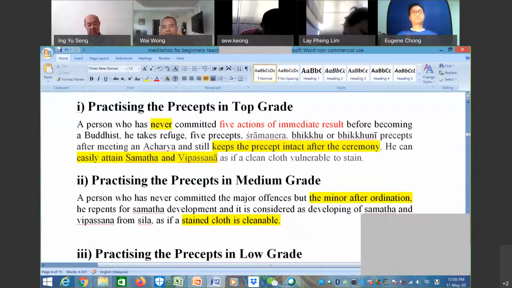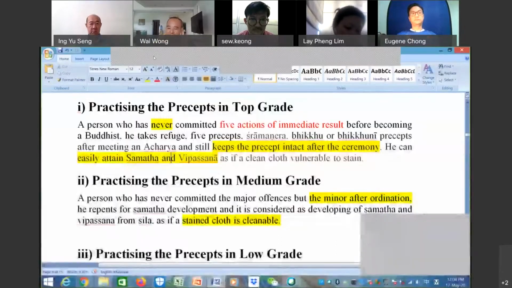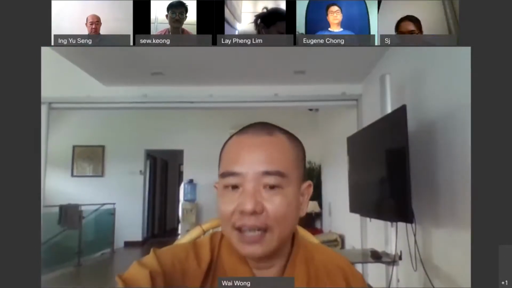Meaning to say that, you never commit any crimes before taking refuge. You join any other forms of the monastic life, and you never commit before. If you are in this situation, you are like a clean cloth, and you can easily attain samatha and vipassana within this life. Okay, so that is the class for today.